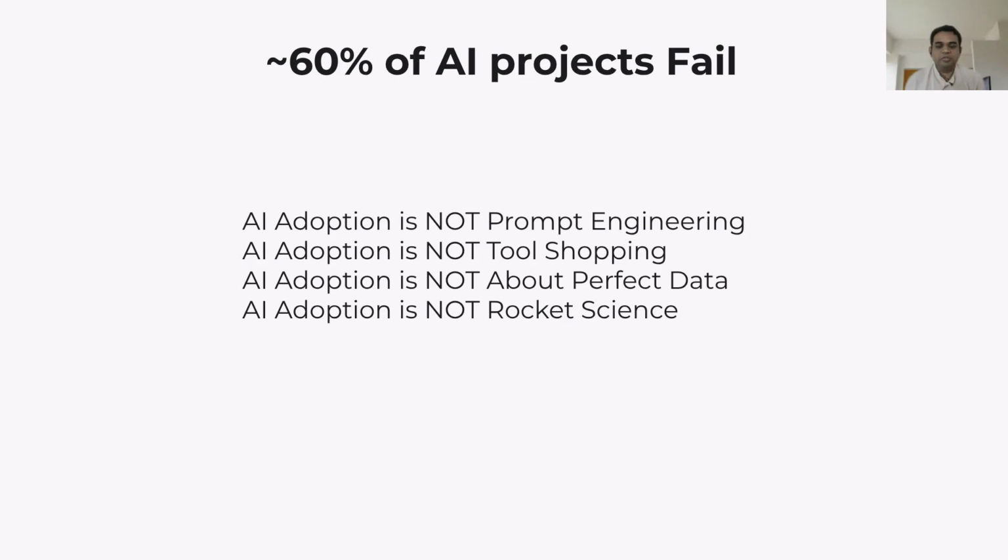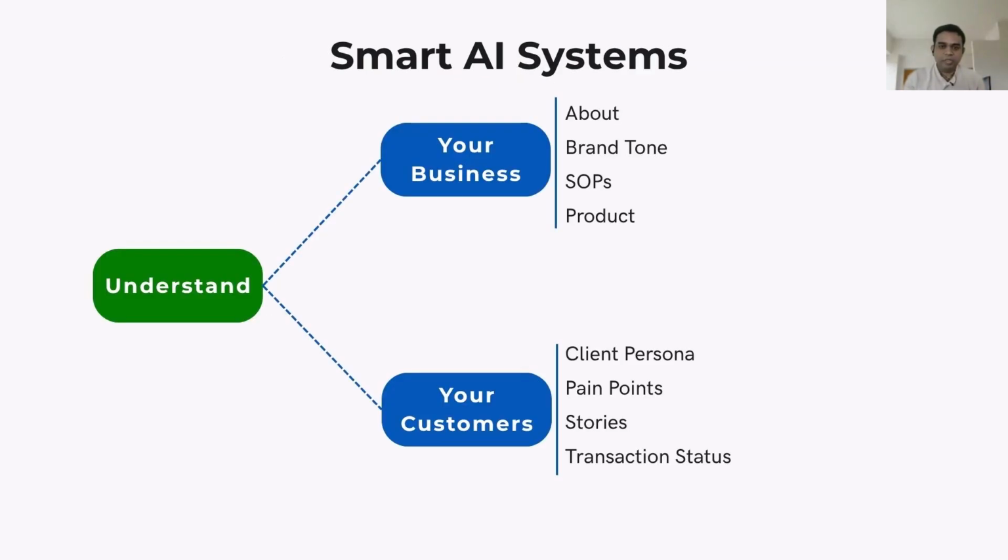Then AI adoption is not about perfect data. Some people also think that we need to hire a data scientist, we need to get into those data processes if we have to adopt AI. It's not like that. And some people have FOMO, they think, I can't understand AI, AI is something very special. That's not the case either. AI adoption is not rocket science either. So what is AI adoption? This is what we need.